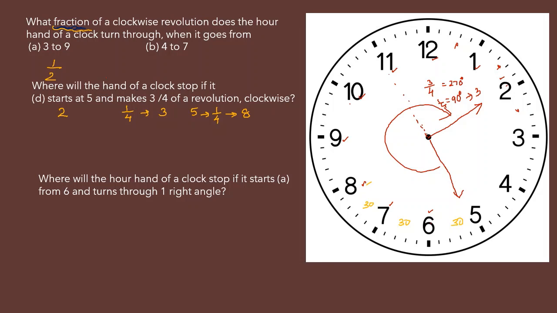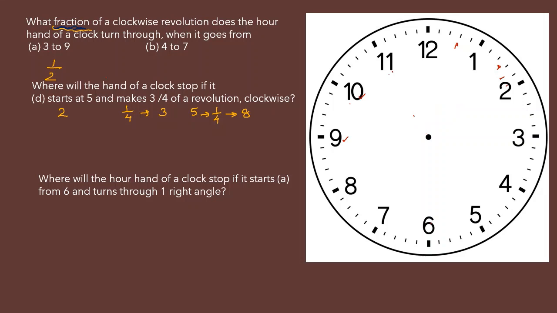Now see the next type of question. Where will the hour hand of a clock stop if it starts from 6 and turns through one right angle? It is starting from 6 and it is turning through one right angle. It is the clock hand, so it is clockwise. So you are starting from 6 and you have to move up to one right angle. Where do you think we are going to reach?